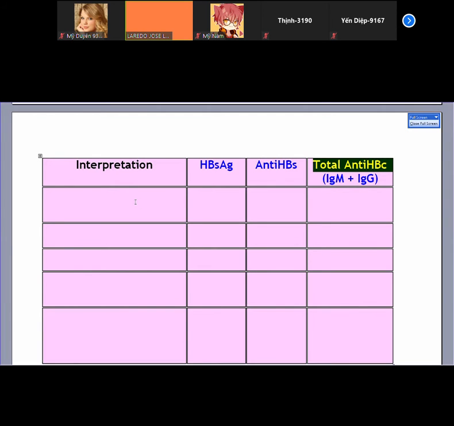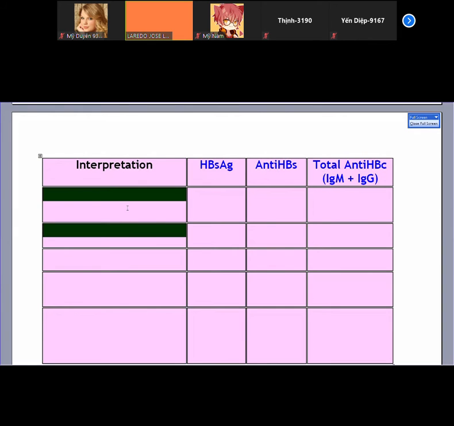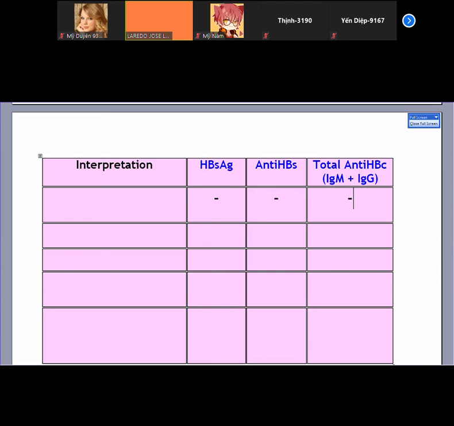And we can find different outcomes, different profiles. For example, a patient whose three tests are negative. This patient has never been in contact with hepatitis B virus. So this is a susceptible patient. Never in contact with hepatitis B.